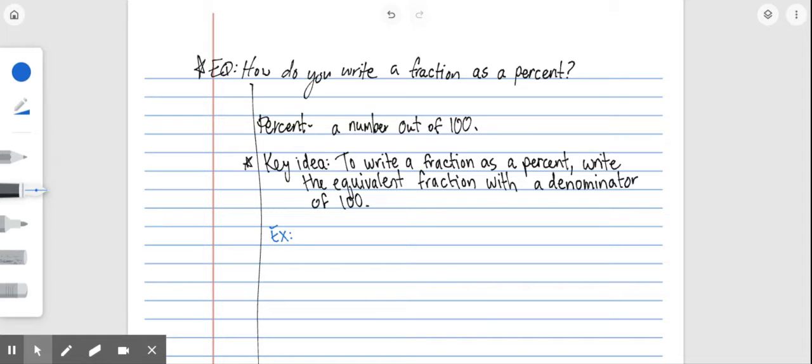Okay, so we'll start with something that's easy. Let's say we've got 2 out of 100. This is my fraction, 2 out of 100. Well, this fraction is already set up right. It already has a denominator of 100, which means that the numerator is the percent. So it should equal 2%, because again, remember, percent means out of 100.